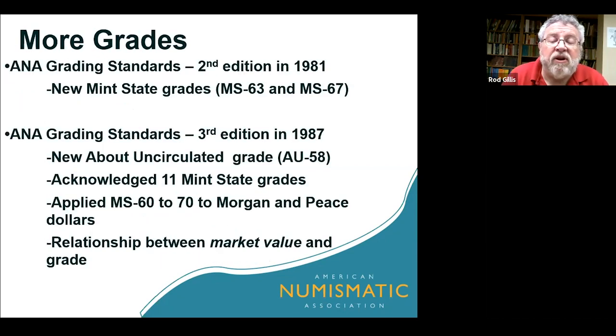In 1981, with the second edition, they expanded the mint state grades. They included MS63 and they included MS67. And then in the 1987 edition, they also included about uncirculated AU58. And at that time, they included the mint state grades that we have today, which is mint state 60 all the way up to mint state 70. And that is a total of 11 mint state grades. So they started out with three and they expanded to 11. And they also discussed in the ANA grading standards the relationship between market value and grade.